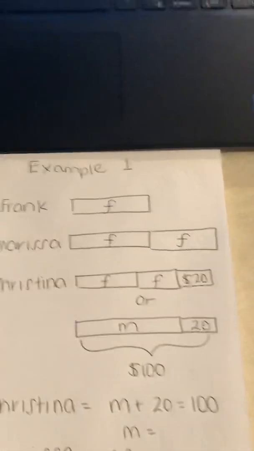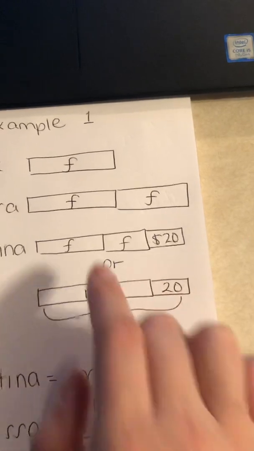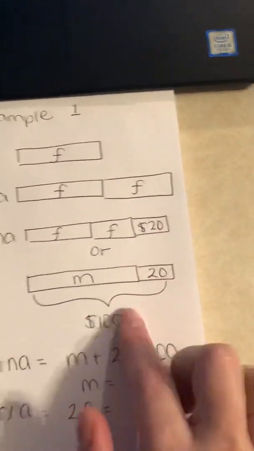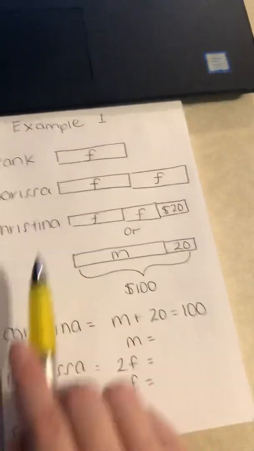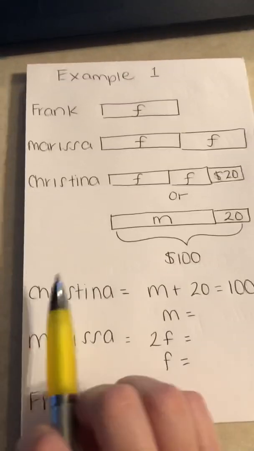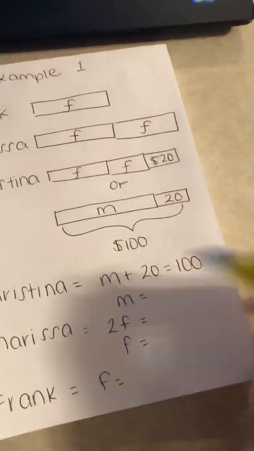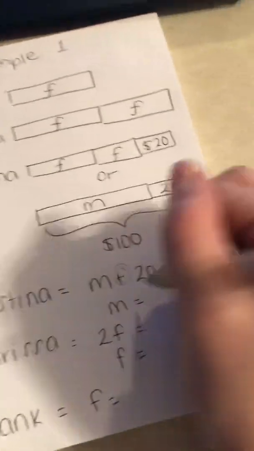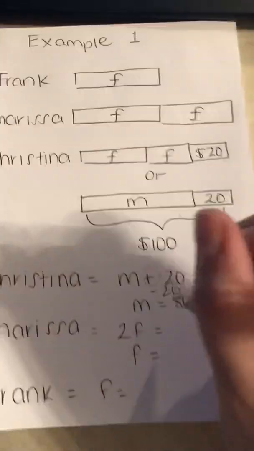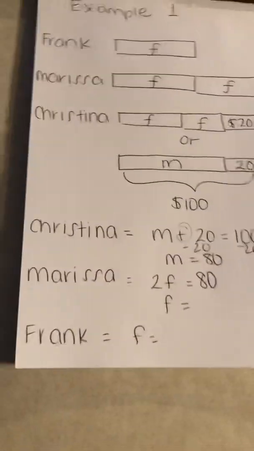Now it also says if Christina has $100, how much money does Frank have? So Marissa plus 20 or F plus 20 equals 100. So I'm going to go through this equation by equation to find out finally how much does Mr. Frank have. So Christina has Marissa's plus $20 equals 100. So if I'm going to do the skill that we learned last time, the opposite operation, I'm going to subtract 20 from both sides. Marissa has $80. So if I'm going to go down to Marissa's, that means that her two F's are going to equal $80.